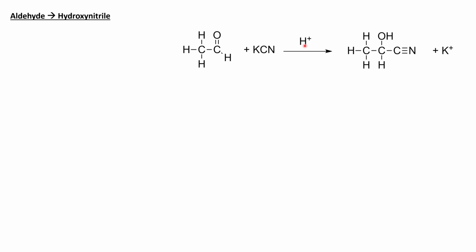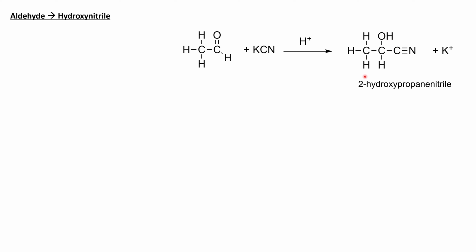Now let's look at how we can convert aldehydes into hydroxynitriles. Here I've got an aldehyde and I'm going to react it with potassium cyanide. I also need acid to ensure that we're able to protonate the alkoxide intermediate. You can see that we've gone from an aldehyde to this structure here, which is called a hydroxynitrile. That's because it contains both the nitrile functional group and the hydroxyl functional group.